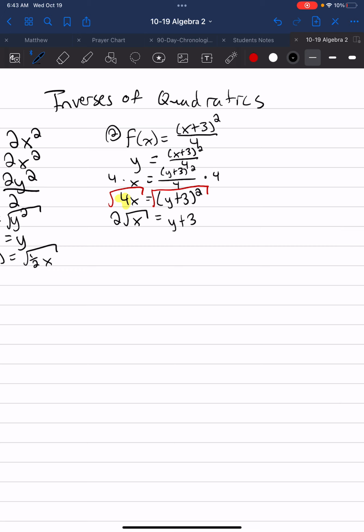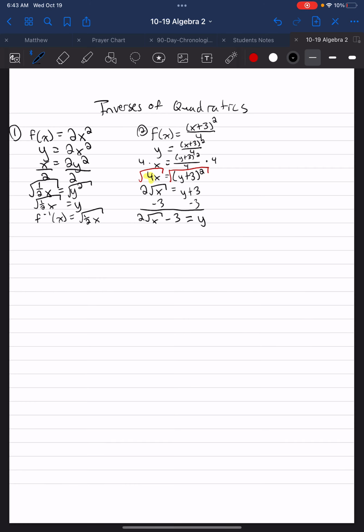Now, from here, you just subtract this over. This can't combine, so you got this 2 square root of x minus 3 equals y. Okay. Couple more the other way. So let's say I give you a square root first instead.